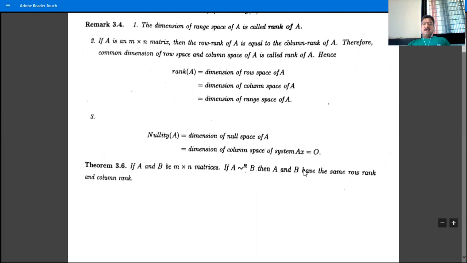So if A and B are row equivalent, then A and B have the same row rank or the same column rank. So A and B are of the same rank if A and B are row equivalent.